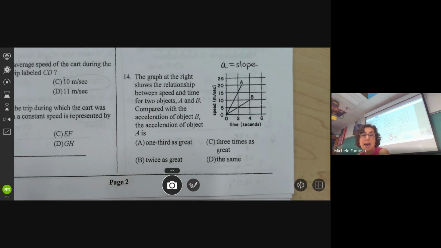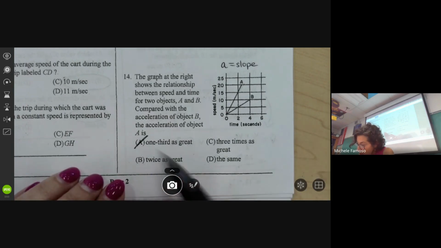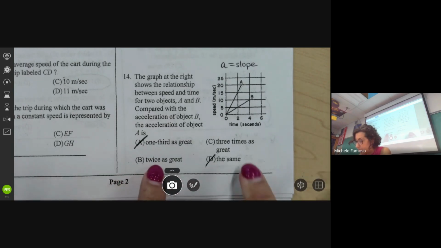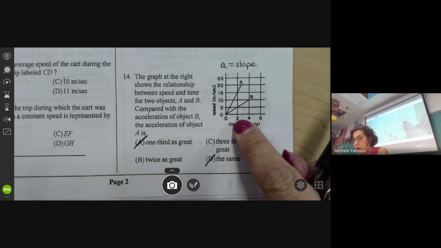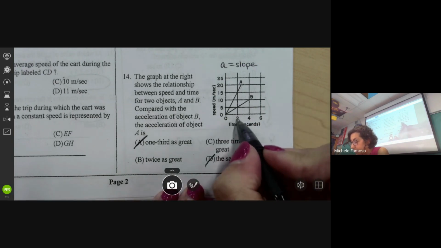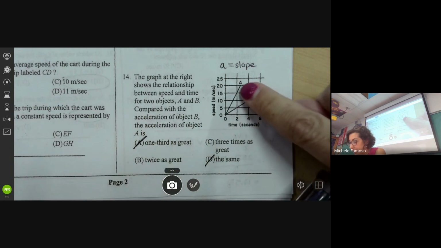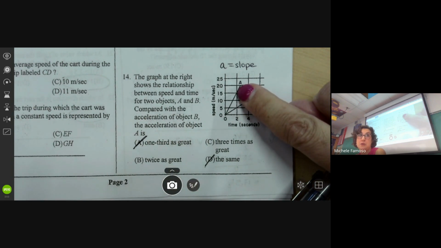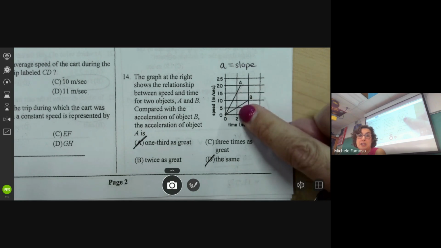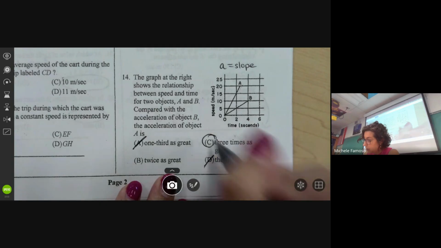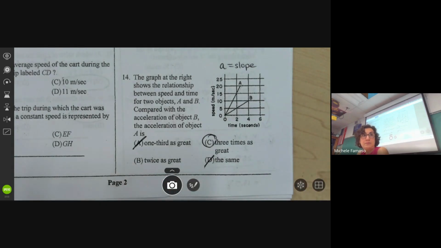Okay, now how much bigger is it? It's not a third, it's not the same. Is it twice as big or 3 times as big? What I'm going to do is just look at a certain time interval from 0 to 2 seconds. B is only going up 5 meters per second, where A went up 15 meters per second. 15 is 3 times the value of 5, so it went up 3 times as much in the same time, which means the acceleration is 3 times as great.